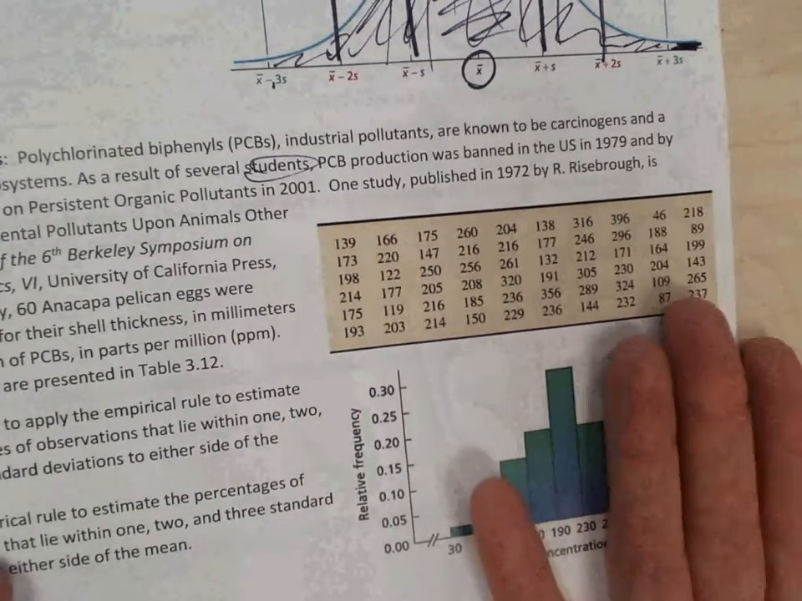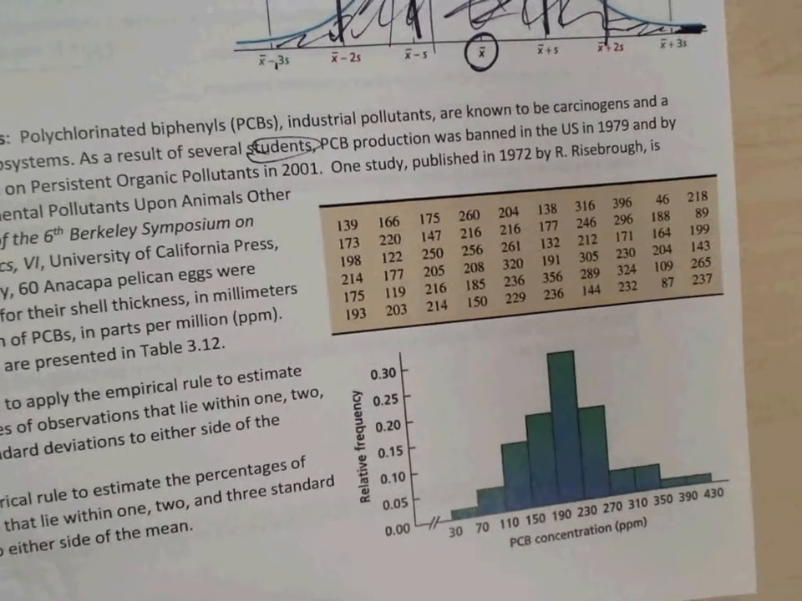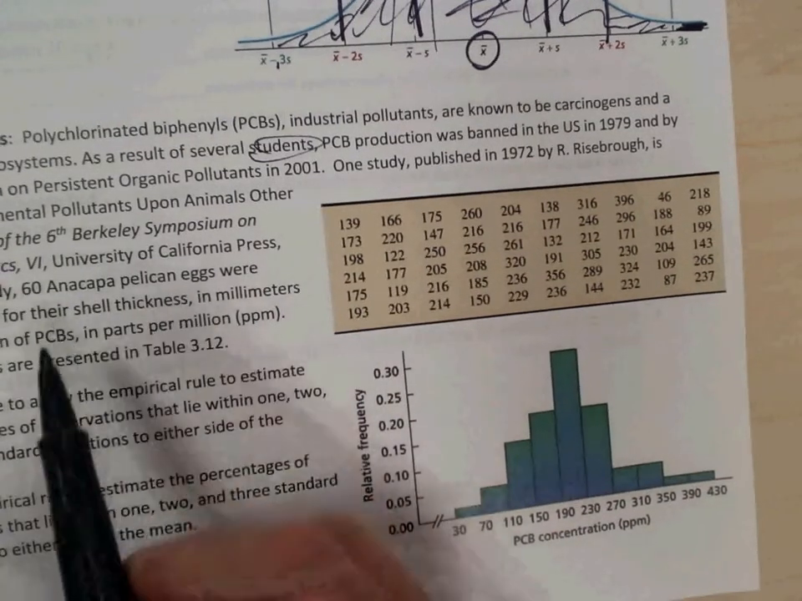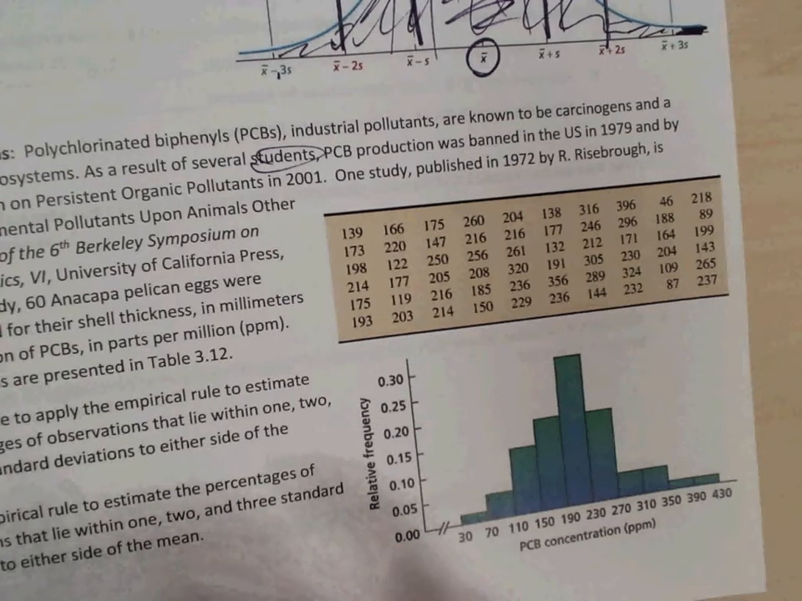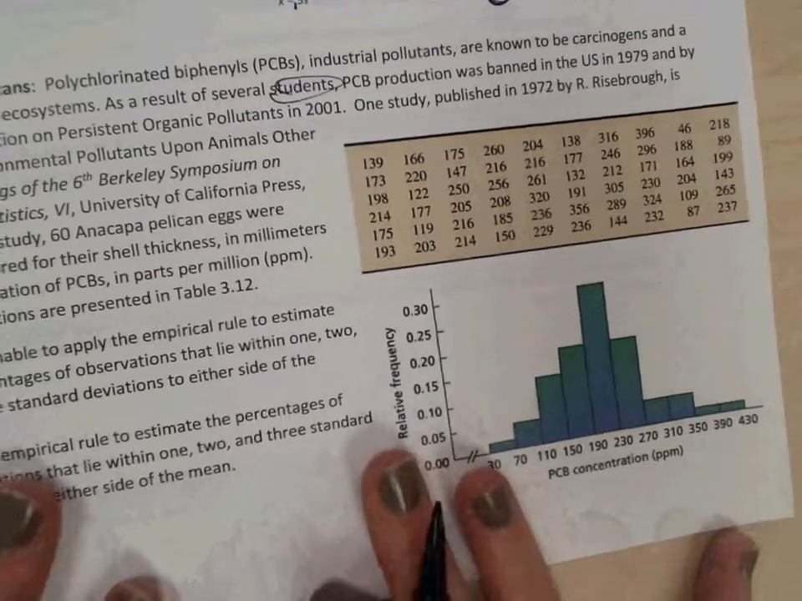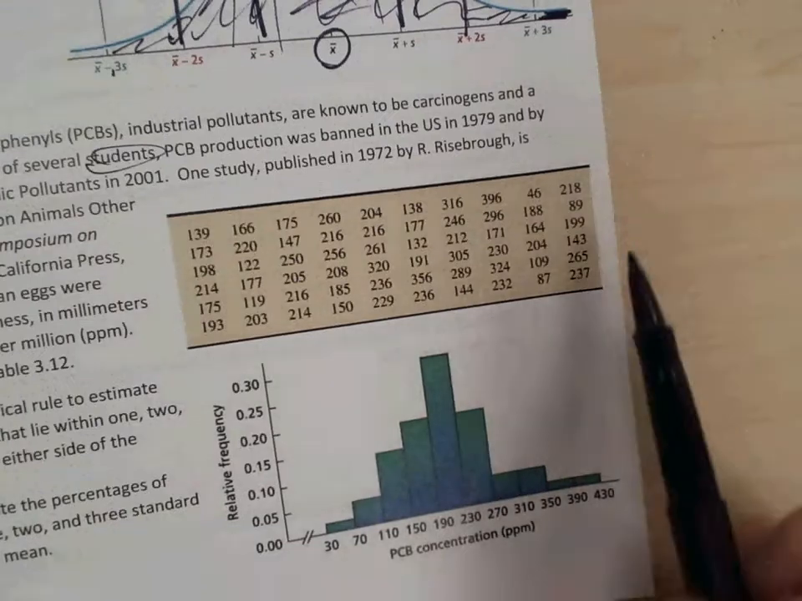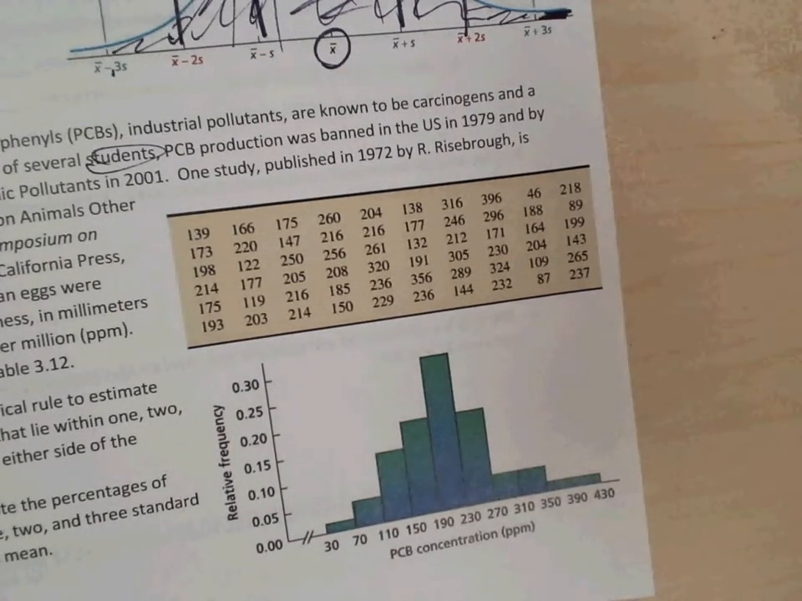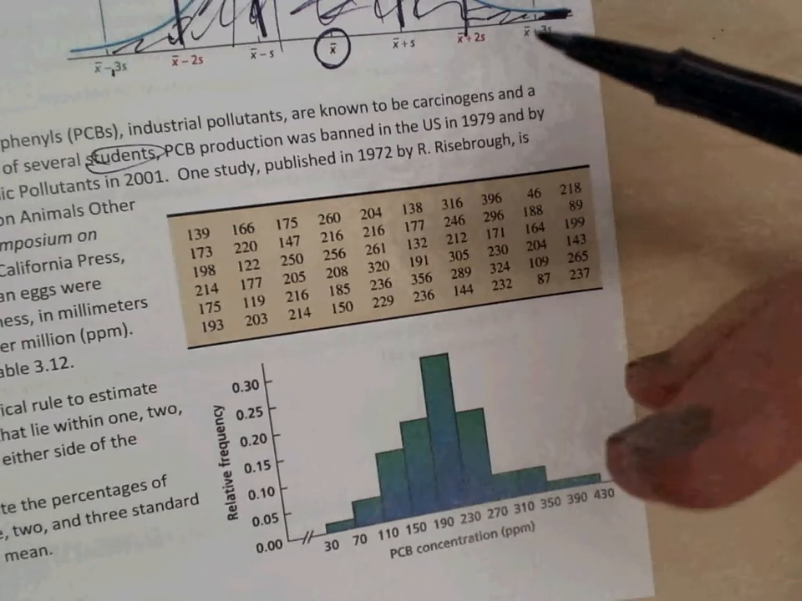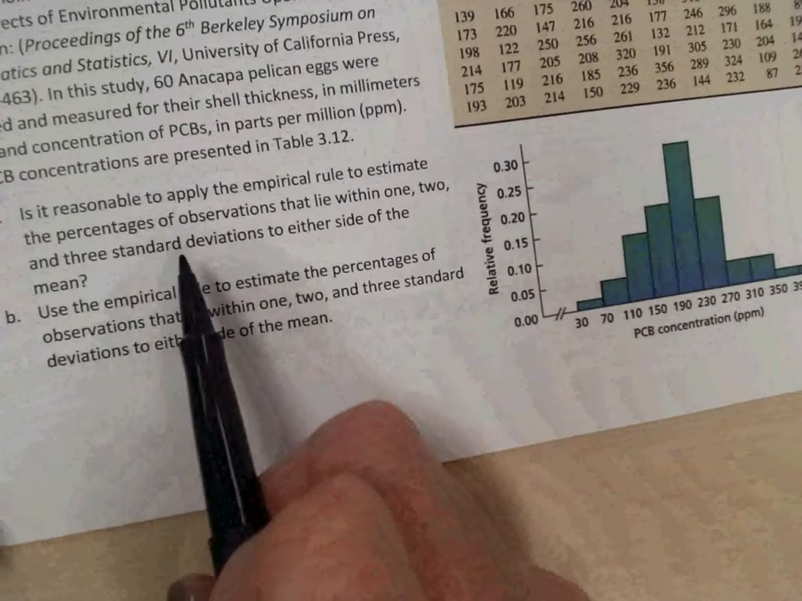Then there was this study published, and here is the data from that study. There were 60 Anacapa pelican eggs collected and measured for their shell thickness in millimeters, and they tested those shells for the concentration of PCBs in parts per million. The PCB concentrations are presented in the table. Now this is a more realistic size of a data set. You can see there's 60 observations.